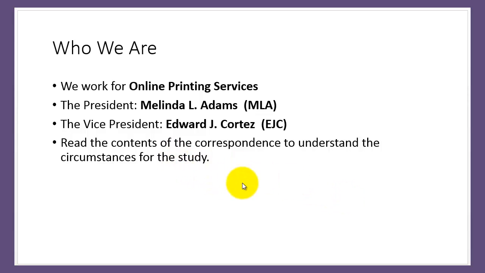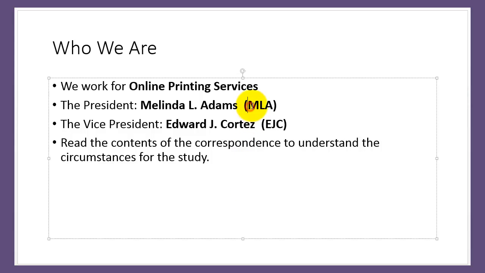So we work for a company named Online Printing Services. And we have a president whose name is Melinda L. Adams. And we have her initial as MLA, as in M for Melinda, L, and A for Adams. And we also have a vice president whose name is Edward J. Cortez. So we have initial for him, EJC.